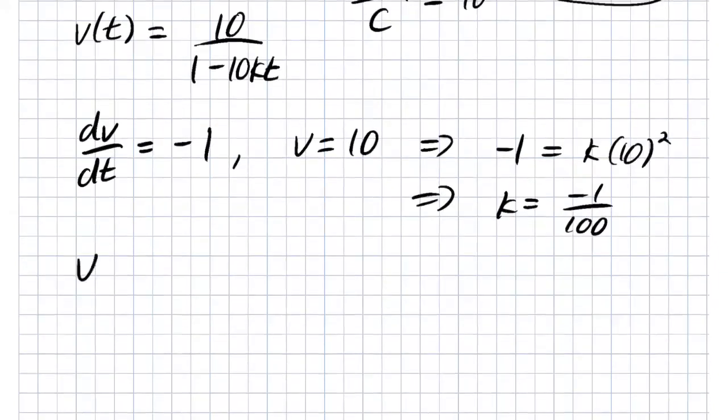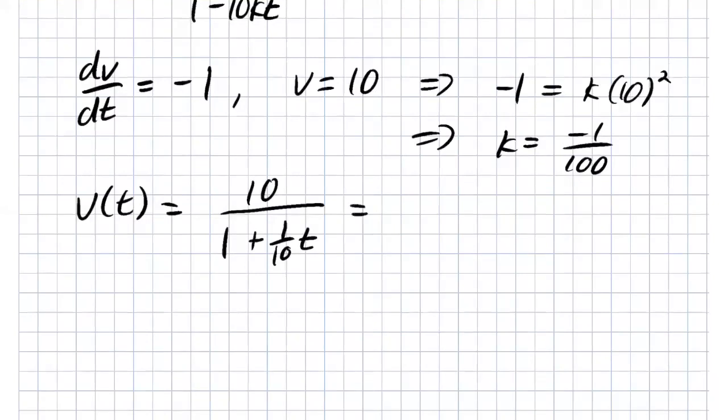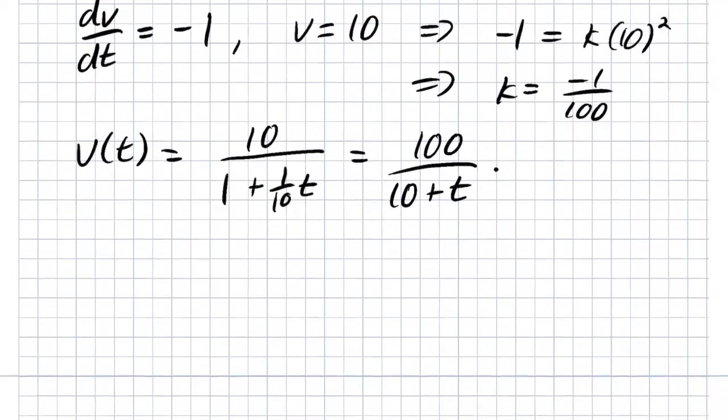Okay, let's plug that into our solution here. So -1 over 100. Okay, well, I'll just plug it in and then we'll clean this up a little bit more. So that'll end up being plus 1 over 10 times t. So I'll just multiply top and bottom by 10. So that'll give me 100 over 10 plus t. So there's our solution to this, the velocity of the motorboat.